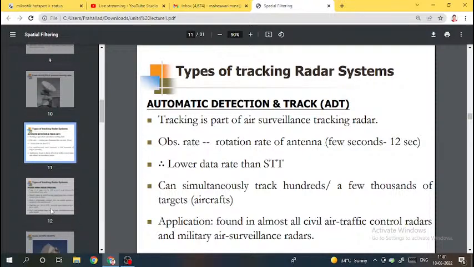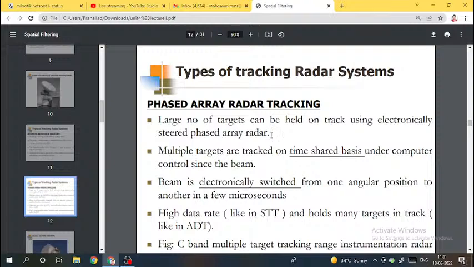The third type of tracking radar is phased array radar tracking. A large number of targets can be held on track, using electronically steered phased array radars. This technique is electronic steering, so no physical movement of the antenna is needed. The antenna beams are electronically steered, and multiple targets can be tracked on a time-shared basis under computer control.